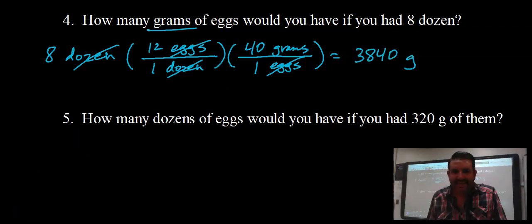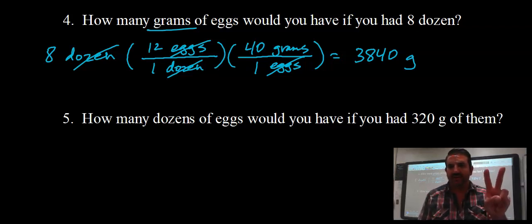So what is the relationship between 3,840 grams and 8 dozen? 8 dozen eggs and 3,840 grams of eggs. They're the exact same thing. We're not changing the quantity. We're just changing the units. All right, give number 5 a shot. Again, similar problem. We cannot go directly from grams to dozens. So this calculation will require two conversion factors. Go ahead and pause the video, set it up.